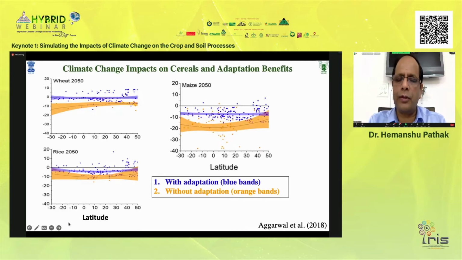But just to summarize all of these things, we did a study here. What we saw is that, for example, in wheat, if you follow adaptation, the blue ones, then the yield is going to be more. And not only in the case of wheat, but a similar example you can get for rice, for maize, and also for any crop. If you do not follow any adaptation options, then the crop yield is going to be reduced. That is going to be this orange band. So orange bands are always lower than the blue ones.